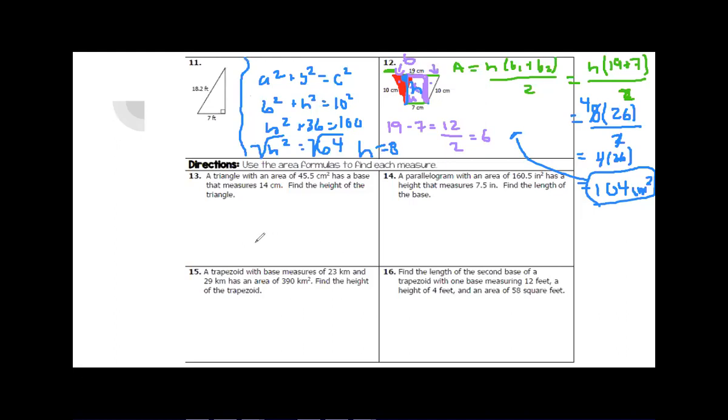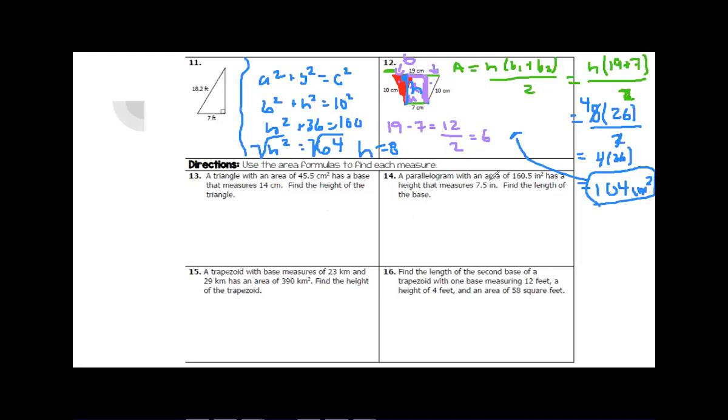Now these down here that have the directions that say use the formulas to find each measure, all of these word problems, you're going to set up exactly the same as what we've been doing with the picture. So we're always going to start with the formula first. I'll do this number 14 here with the parallelogram.